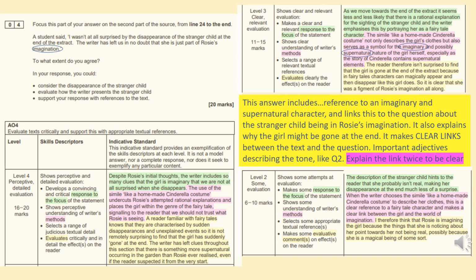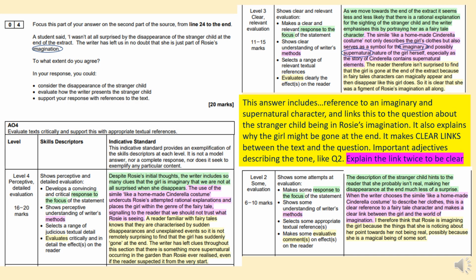Question 4. Focus this part of your answer on the second part of the source from line 24 to the end. A student said, "I wasn't at all surprised by the disappearance of the stranger child at the end of the extract. The writer has left us in no doubt that she's just a part of Rosie's imagination." To what extent do you agree? In your response, you could consider the disappearance of the stranger child, evaluate how the writer presents the stranger child, and support your response with references to the text.